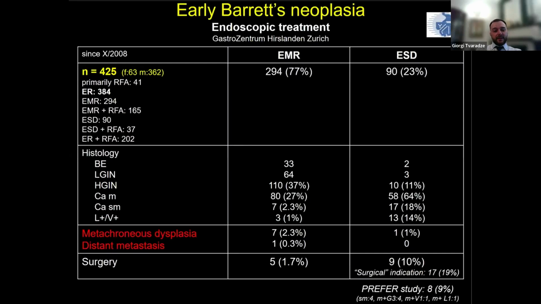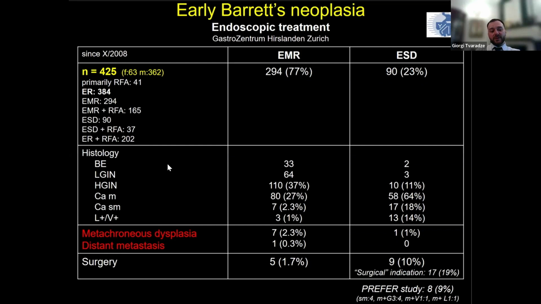So this is our data from Gastrozentrum Hirslanden, and we have data from 2008 till today for early Barrett's neoplasia. The number of patients is 425, and of them we did endoscopic resection in 384 patients. You can notice that of the 384 patients, 77% were done using the EMR technique, and 23% were done by ESD. Also, it is important to mention that in 200 patients we did endoscopic resection, EMR or ESD, plus RFA.